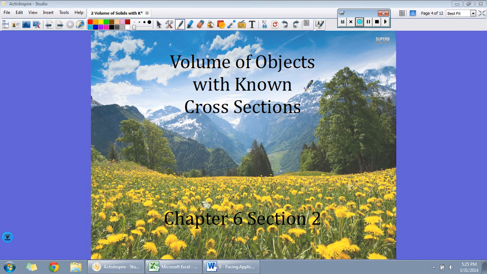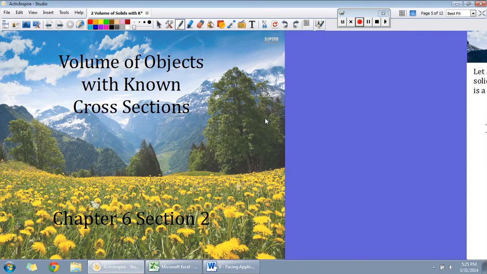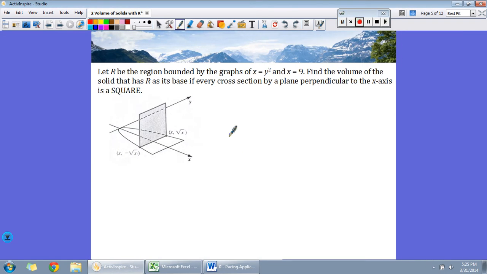Objects with known cross-sections means that the problem is going to give us the cross-section shape, like a square, an equilateral triangle, a semicircle, a rectangle, etc. So for our example, we're going to look at the square as our main shape for the cross-section.